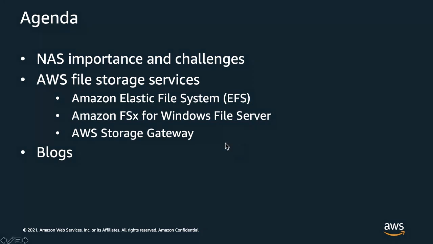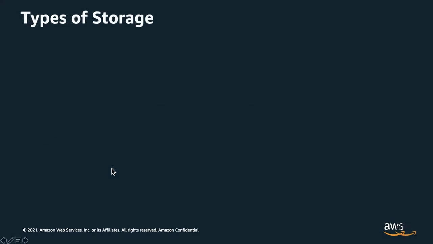So the agenda for today is: what is network attached storage, why is it so important, and what are the typical challenges that we have seen our customers face in their data centers, and how does AWS solve those challenges with its own offerings of file storage services among Elastic File System, FSx for Windows File Server, and AWS Storage Gateway. And towards the end, I will also share a couple of excellent blogs that our engineering team have written on our website, and I have collated some of the important blogs for you on these various topics to make it easy for you.